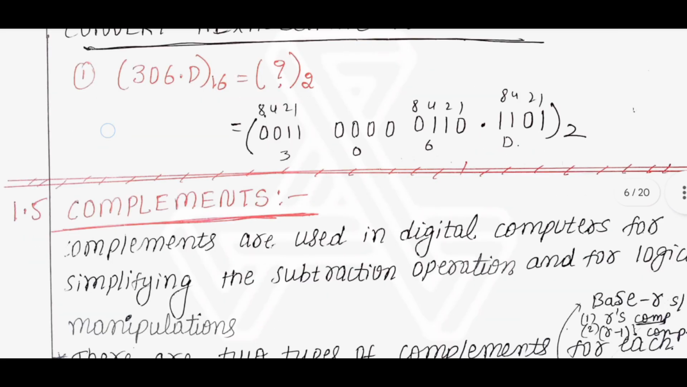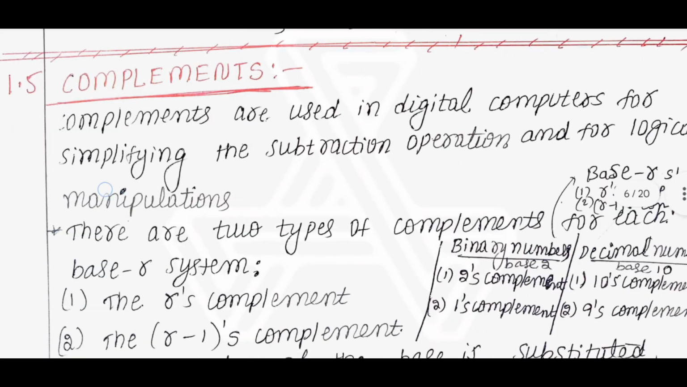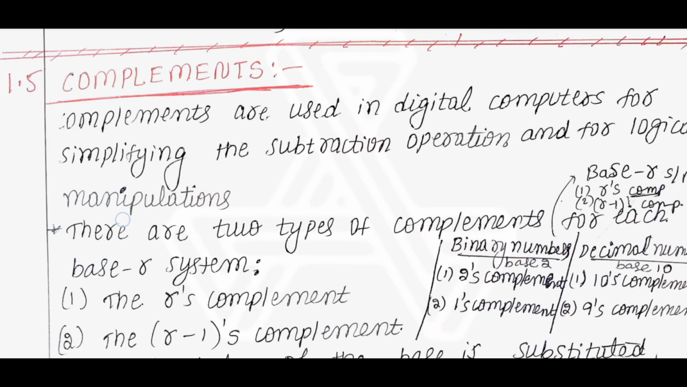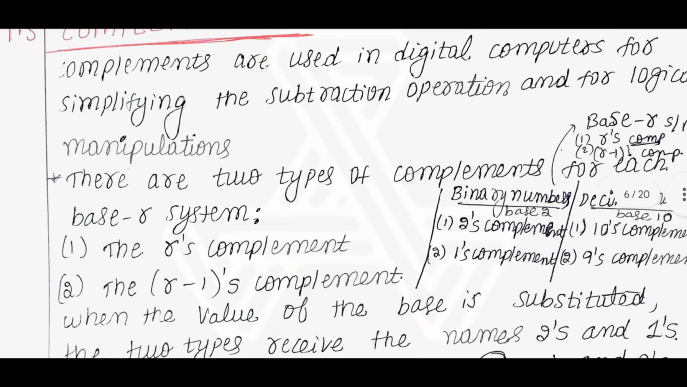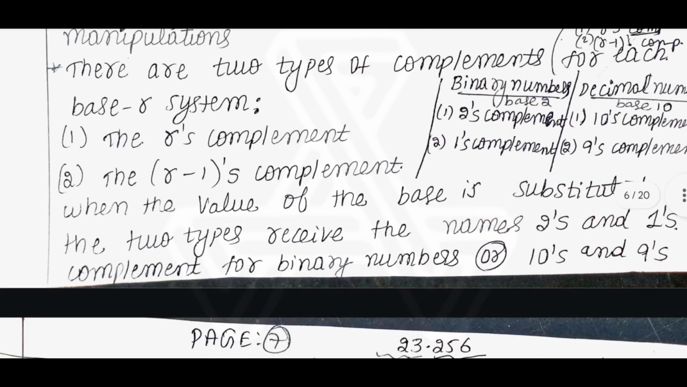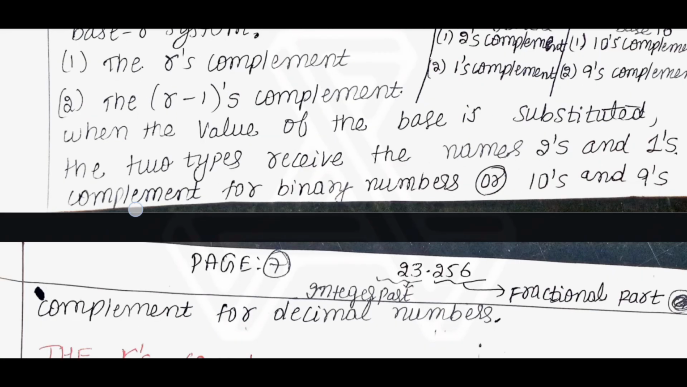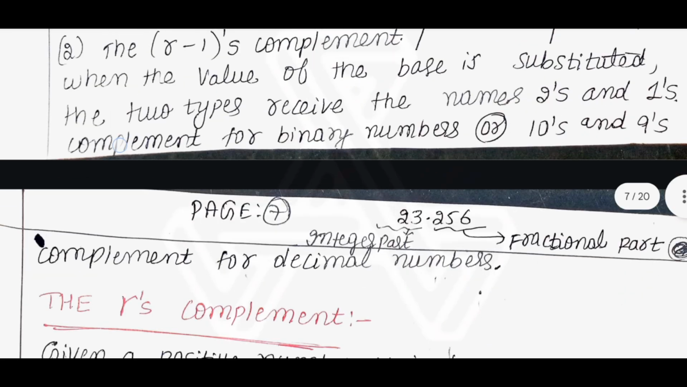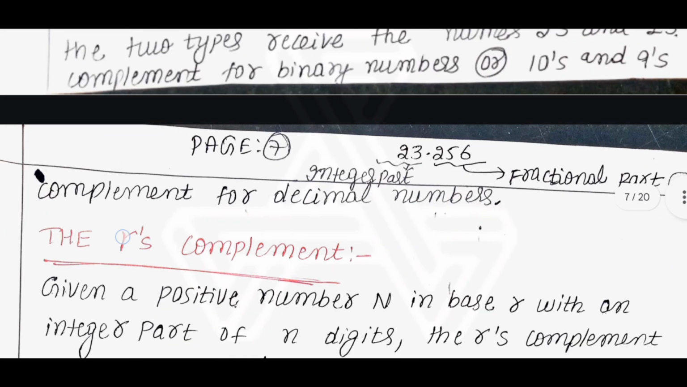That is D. Complements. Complements are used in digital computers for simplifying the subtraction operation and for logical manipulation. There are two types of complements. One is R's complement, another one is R minus 1's complement. For binary numbers, 2's complement, 1's complement. For decimal numbers, 10's complement, 9's complement. When the value of base is substituted, the two types receive the names 2's and 1's complement of binary numbers, or 10's and 9's complement of decimal numbers.